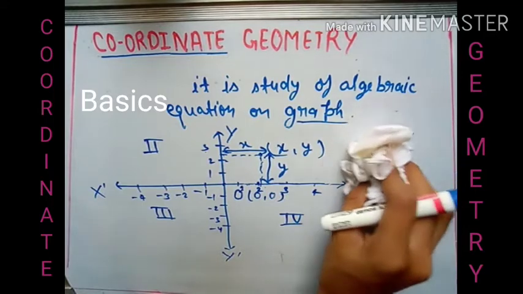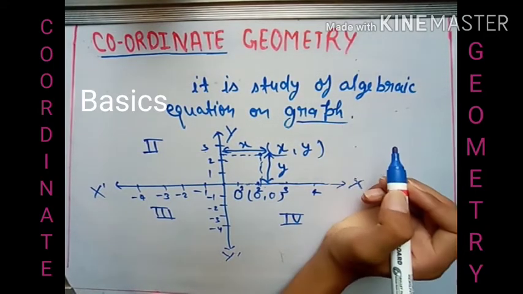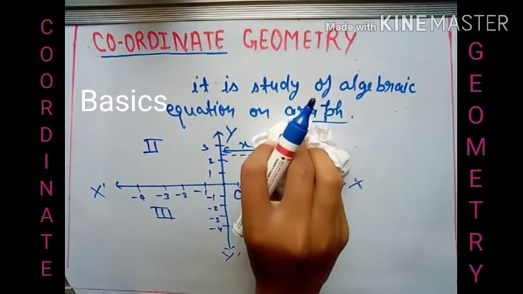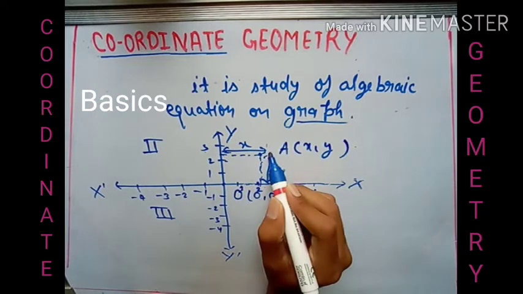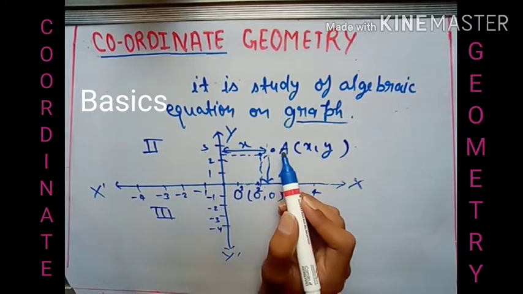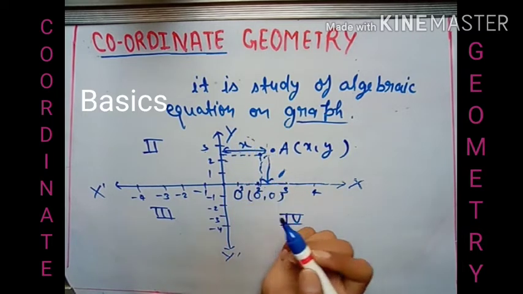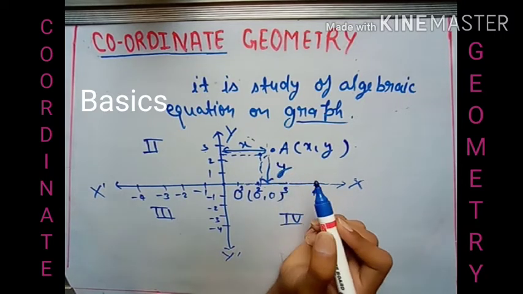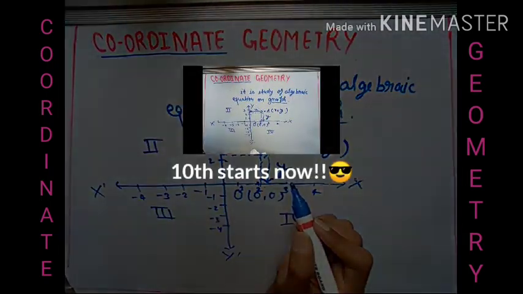Understand? Clear your basics so that there will not be any problem while studying the whole chapter. You can take it as (x, y). Now the distance of this point from the y-axis is x, and from the x-axis is y.